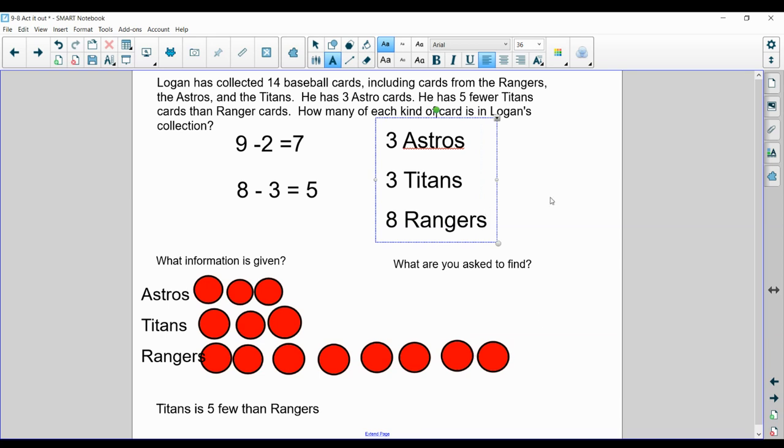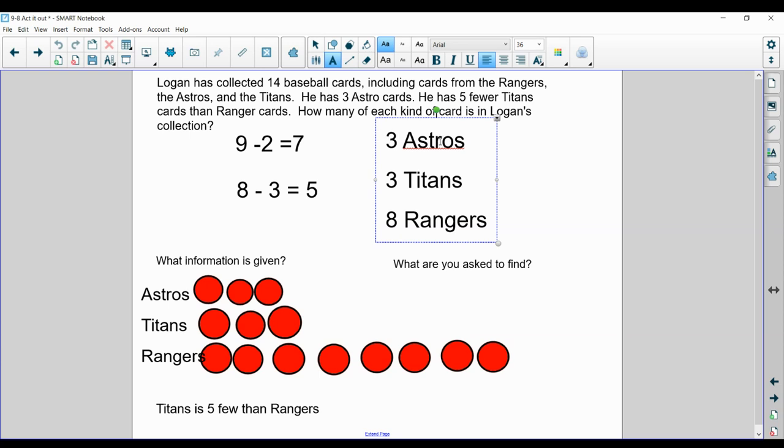I'm still not quite done. Looks like I'm done, but I want to do one more thing. I want to make sure that everything fits. Right? So I'm going to go back to my clue. Logan has 14 baseball cards. So if I add these up, 3 plus 8, I should get 14. 3 plus 3 is 6, plus 8 equals 14. I'm correct. He has 3 Astro cards. Yep, I have 3 Astro cards.